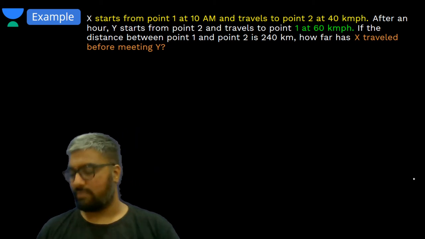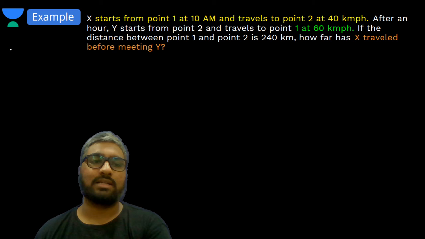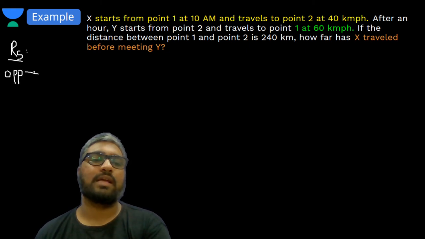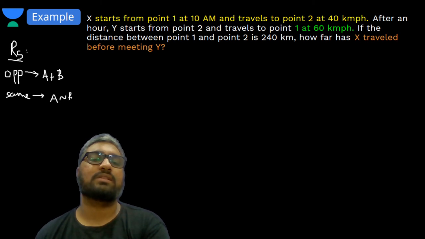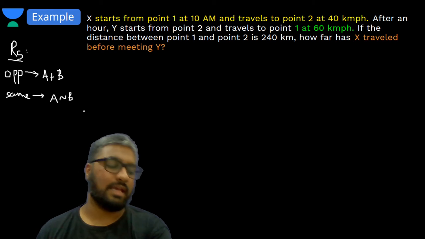Raj Naresh, you want one more time? Okay, I'll do it here itself. Relative speed: when moving objects are in opposite directions, then you add their speeds, A plus B. When they're in the same direction, then you have to take the difference. So I'm going to put it as the positive difference, A and B's difference.